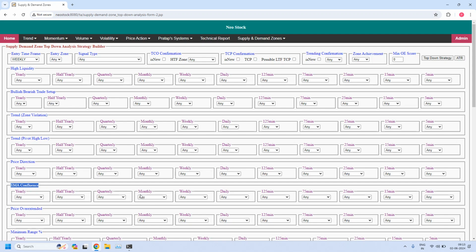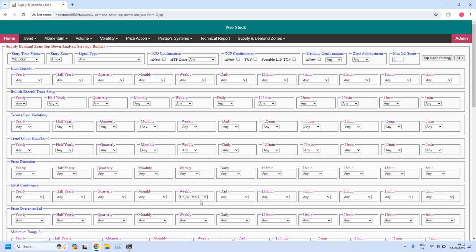So in EMA confluence, in weekly time frame, I am selecting the demand zone. DZ means demand zone, weekly EMA confluence. W means weekly, E means exponential moving average, C means confluence. So demand zone is having weekly EMA confluence. Which demand zone? Because we selected weekly time frame, the weekly demand zone is having weekly EMA confluence.